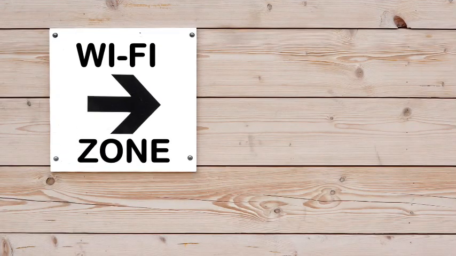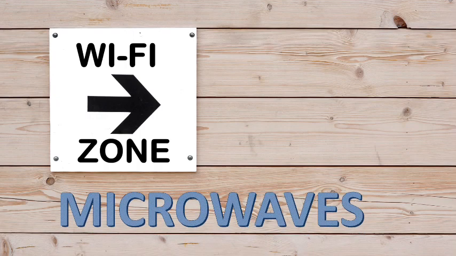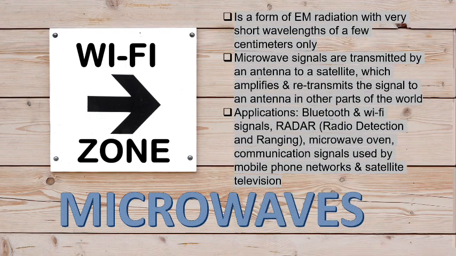Nowadays, we are enjoying Wi-Fi connection, which we use to navigate the internet. What kind of wave does Wi-Fi connection use? It is called microwave. A microwave is a form of electromagnetic radiation with very short wavelengths of a few centimeters only. Microwave signals are transmitted by an antenna to a satellite, which amplifies and retransmits the signal to an antenna in other parts of the world.